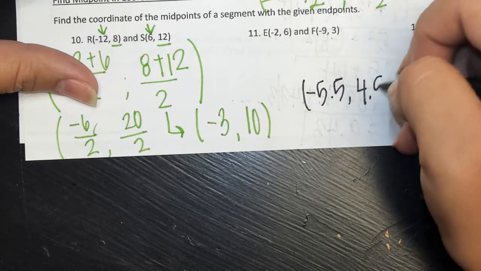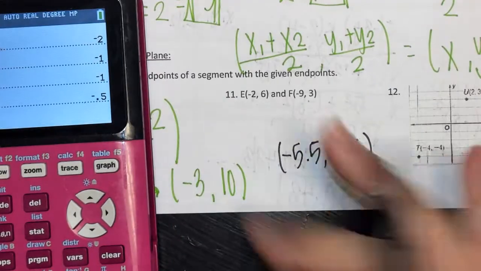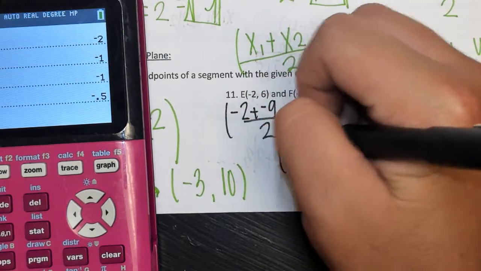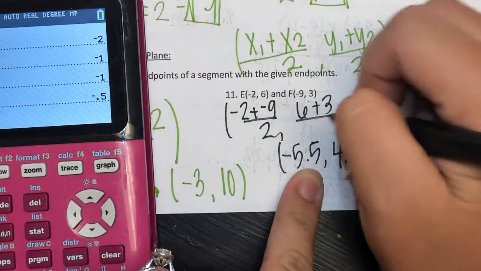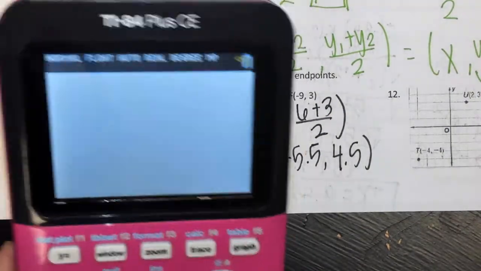Positive? Okay, I need to show y'all something. Watch this. This is how you set this one up. You go negative 2 plus negative 9 divided by 2, 6 plus 3 divided by 2. Y'all agree? Here's where some of you are going to make a mistake.